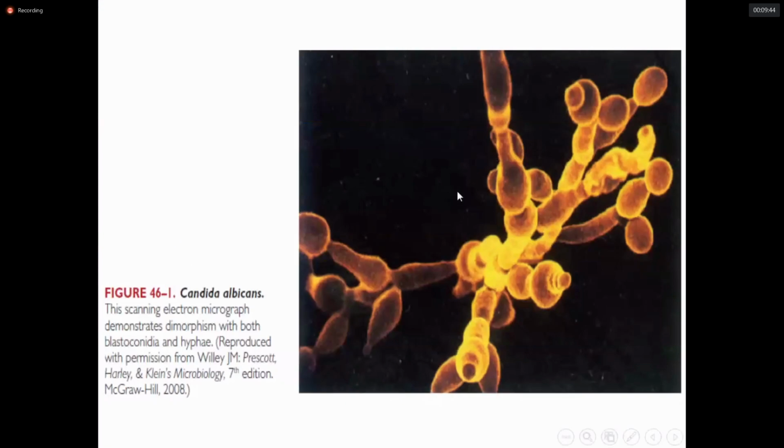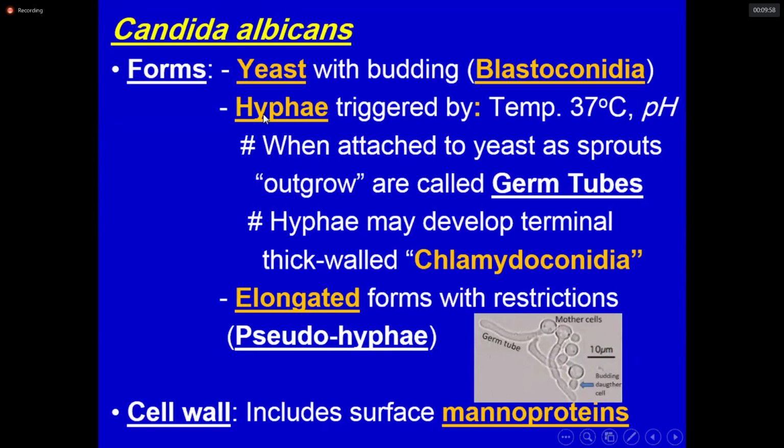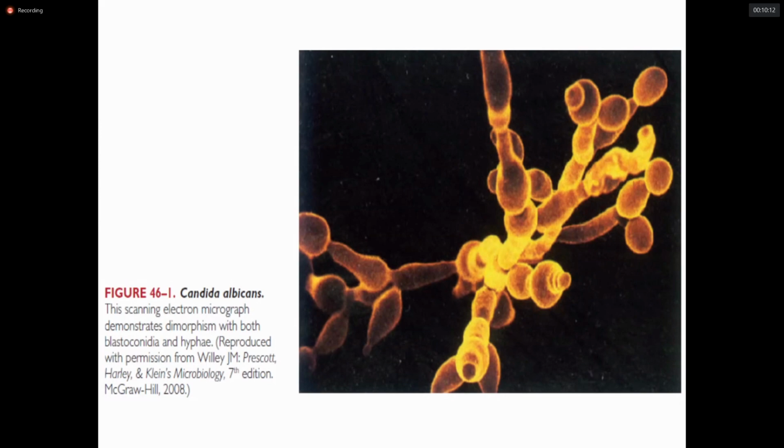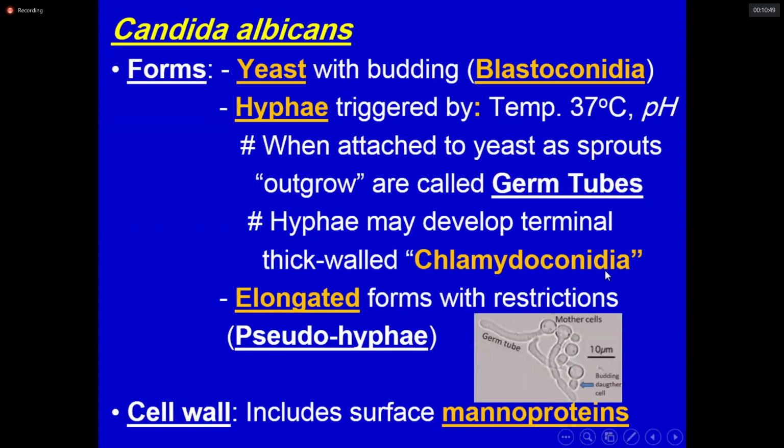You can see here Candida albicans in a scanning electron microscope, demonstrating dimorphism. What is dimorphism? It could be present in yeast form and could be present in hyphae form. The yeast form has blastoconidia. The hyphae has chlamydoconidia. This type of morphology is called dimorphism, as if it has two types of morphology, yeast morphology and hyphae morphology. These are the blastoconidia from the budding cells, and another type of conidia, which is very important, called chlamydoconidia.